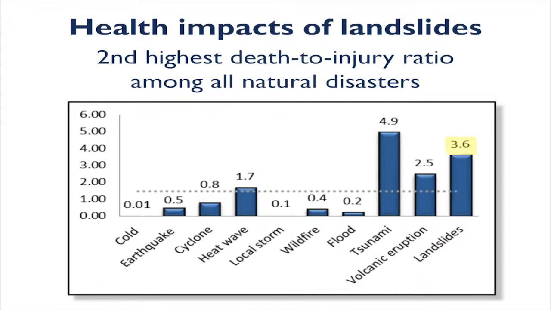And if you recall, the death to injury ratio is where the number of deaths are compared to the number of injuries. And actually for landslides, that number is almost 4 times more deaths than injuries. And so you can see these are very dangerous phenomenon. Even though they may not have the large geographical reach of a tsunami, the people that they do reach have a very high possibility of being killed by these events.